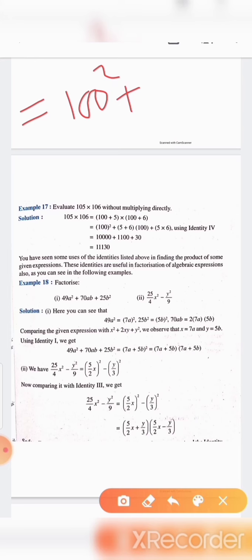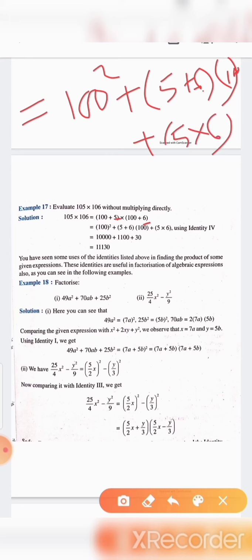Then in identity number 4, a plus b means in the first bracket one term is 5 and another term is 6, so 5 plus 6, multiplied by x, and here x is 100, so we multiply by 100, bracket over, and plus a into b, means 5 into 6, another bracket. Simplifying this, we get 100 multiplied by 100, 10,000, plus 5 plus 6, 11, so 1100, plus 5 times 6 is 30.